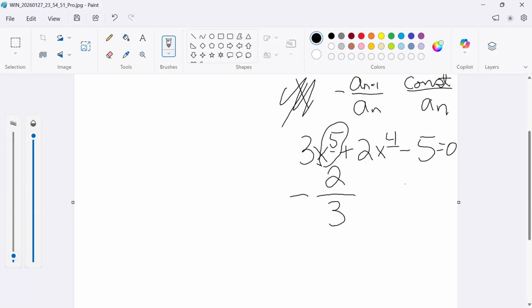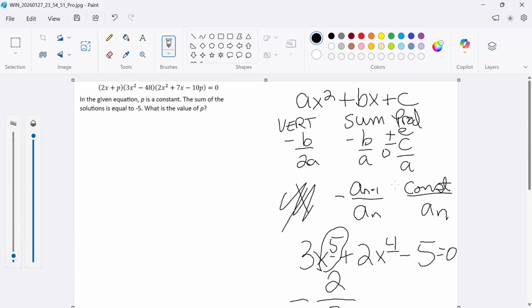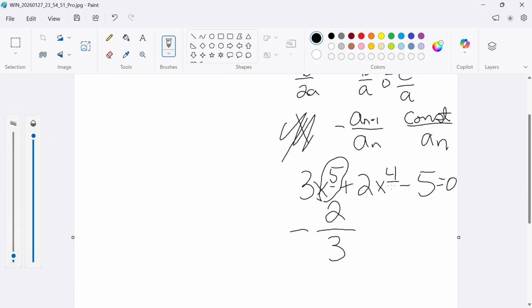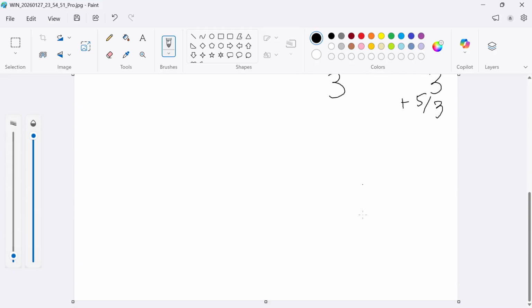What is the product going to be? Well, if it's odd, it's going to be negative. Even is positive. This one has an odd highest power, so it's negative. And then I put the constant, -5, divided by the number in front of x to the highest power, which is 3. -(-5/3) is +5/3. So that would be the product. All right, let me do another example.